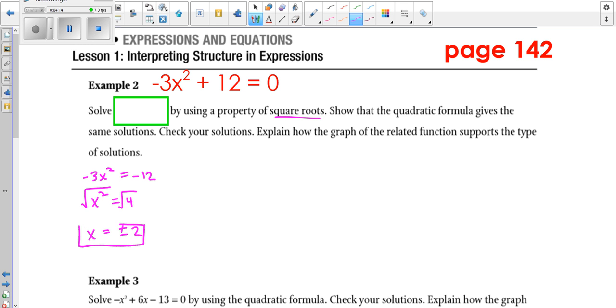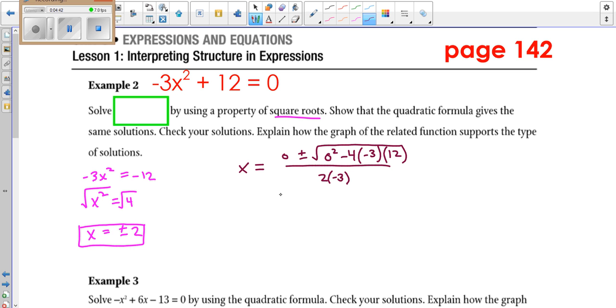So here's our solution. We have x equals plus and minus 2. And then using the quadratic formula, we have x equals, you have no b value, so the opposite of b is just 0, plus or minus 0 squared minus 4 times your a value times your c value. Take the square root, divide everything by 2a, so 2 times negative 3. Okay, so when you simplify this, you're going to get 0 plus or minus, your discriminant is 144, divided by negative 6.